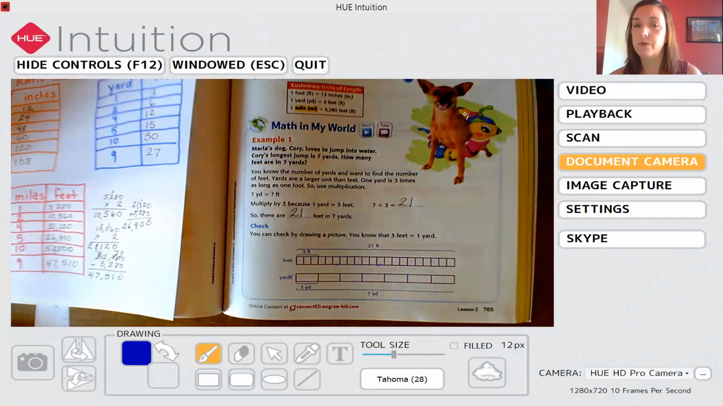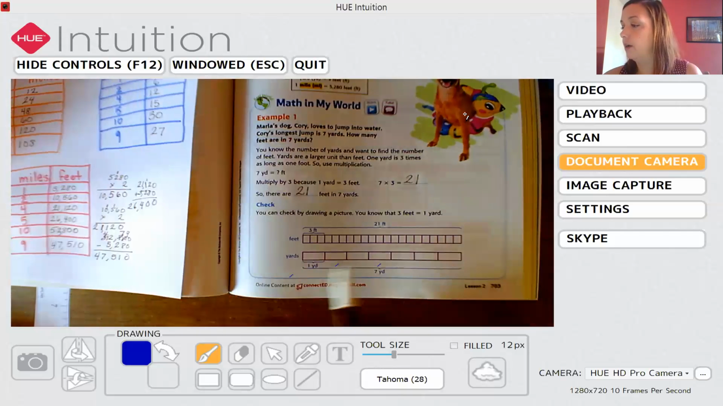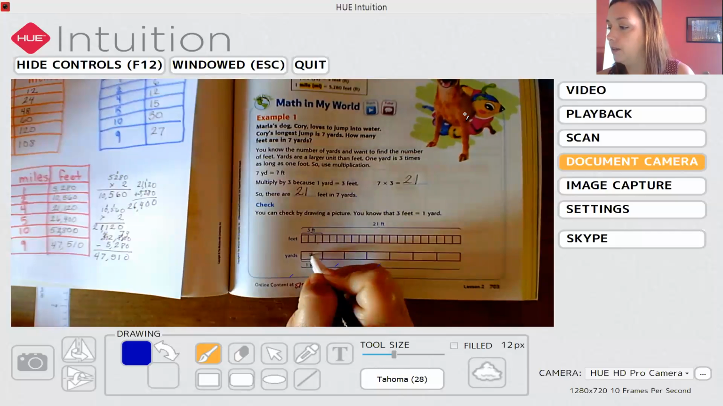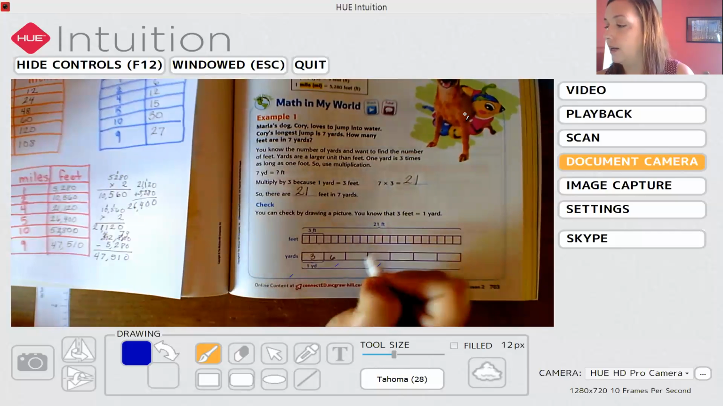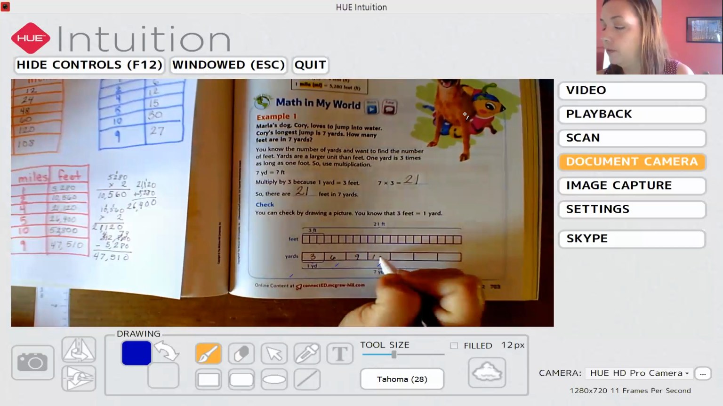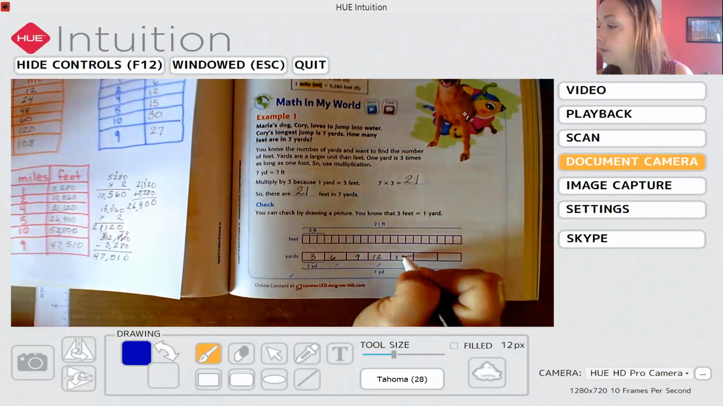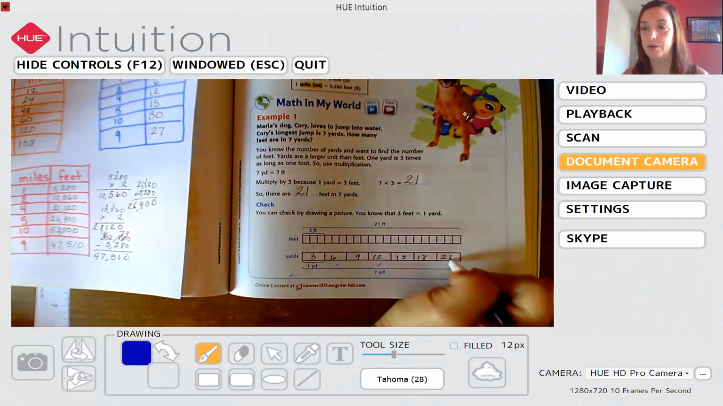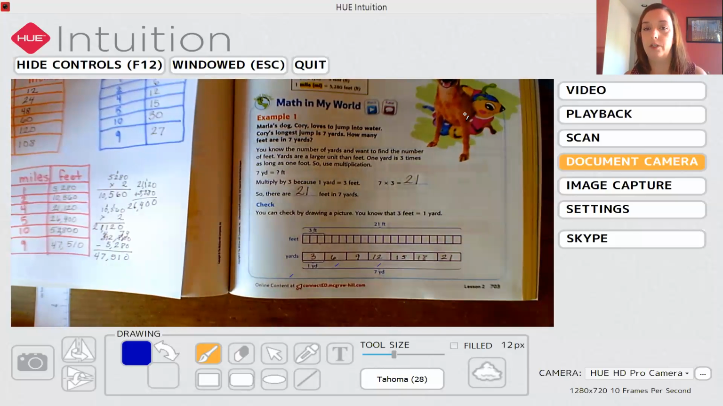We can also use a drawing. So you see down here, they have 1, 2, 3, 4, 5, 6, 7 yards, and it shows here there are 3 feet in a yard, right? So this would be 3, then 6, 9, 12, 15, 18, and then 21 feet. So you can also use a drawing to check, okay?